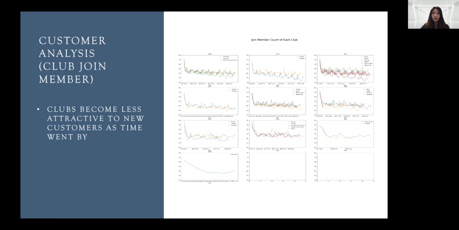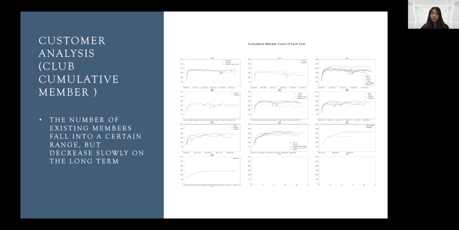Apart from the club expansion strategy, we analyze the number of monthly joined members, left members, and existing members. The purpose is to check detailed member counts and their change tendencies. From the joined member count, we find that the clubs became less attractive to new customers as time went by. The monthly joined member counts decline gradually. We conclude that it is because the equipment gets older.